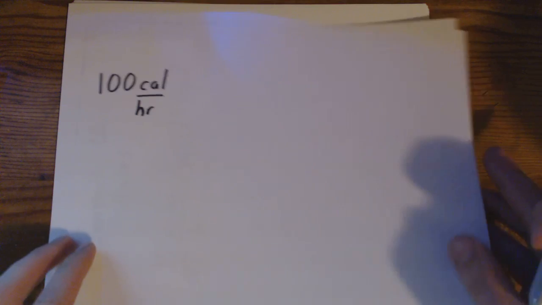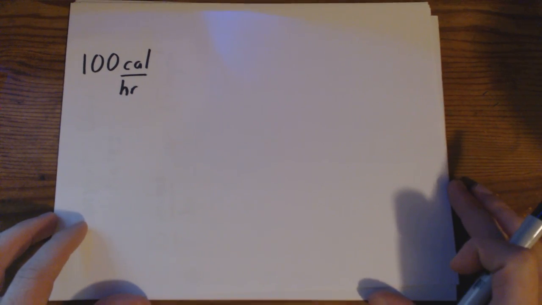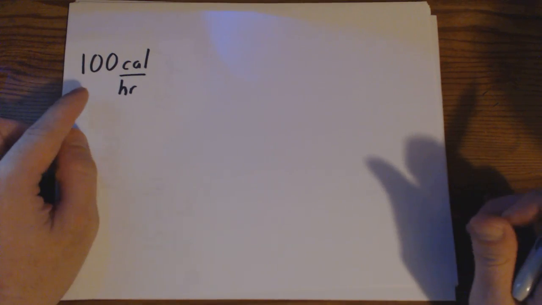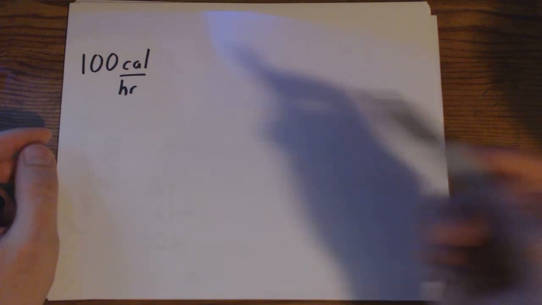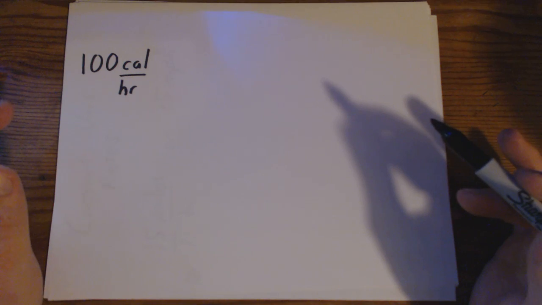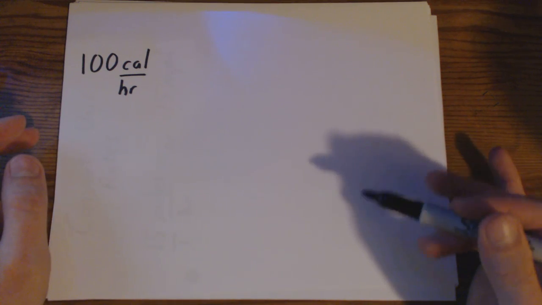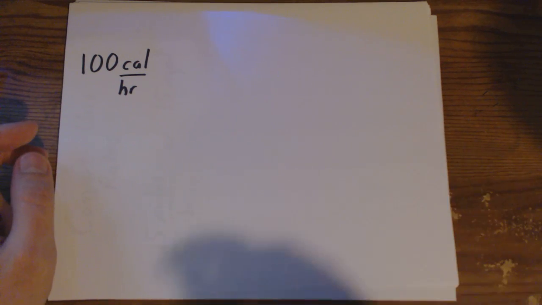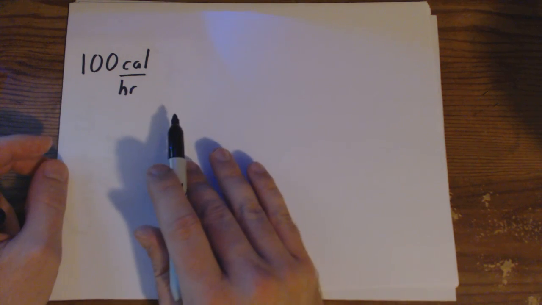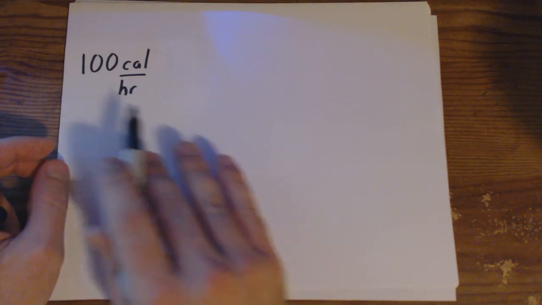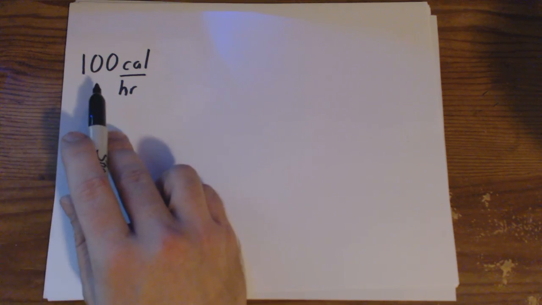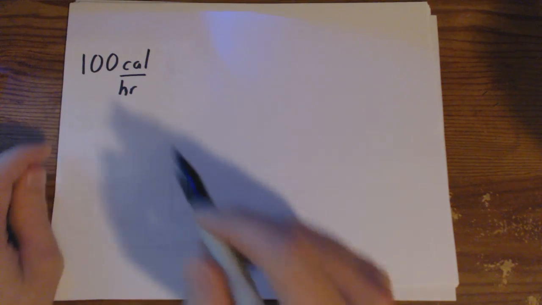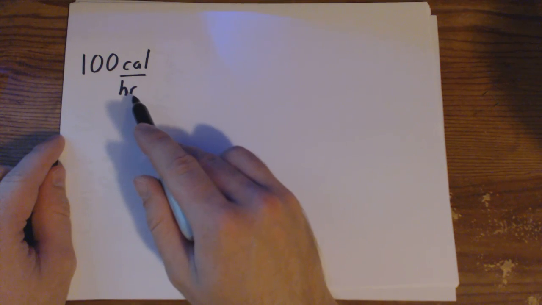So here, you might say that your metabolism burns 100 calories per hour. This is a unit rate that for every hour, your basic metabolism is burning 100 calories. Whether you're awake or sleeping, you would burn more if you exercise, but this is your basic rate. Now let's figure out how much this burns per day. What we want to do is take this 100 calories per hour, and change these hours into days.